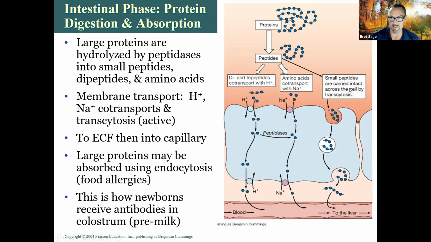Small peptides are carried intact across the cell by transcytosis. That means a bubble forms around it and pulls it in, and then eventually dumps it into your blood. So the question is, why would you want to do that? There's a couple of reasons for that. Well, when you're a baby, this is how you get antibodies out of your mom's milk that you've been consuming into your blood to help protect you against bacteria, viruses, and other microbes.